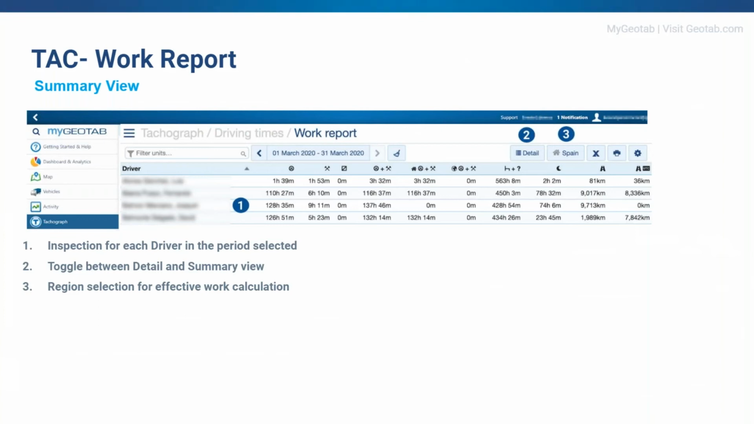So looking at number 1, we get some information about the inspection for each driver for the following period that's been selected. Again, you click on the details to see more, which is in number 2. So you can switch between the summary report and the details report. Quite a bit different. Detail, obviously more detail. Summary, again, more compact information. And number 3, which is where you can select the regions or the countries which you want this to apply to as per the effective work calculation.